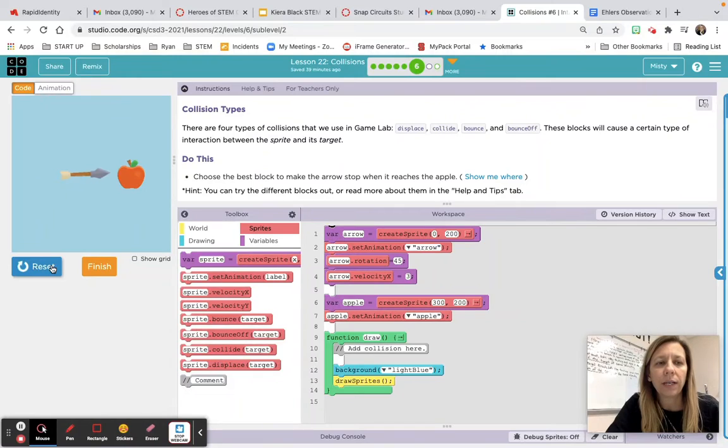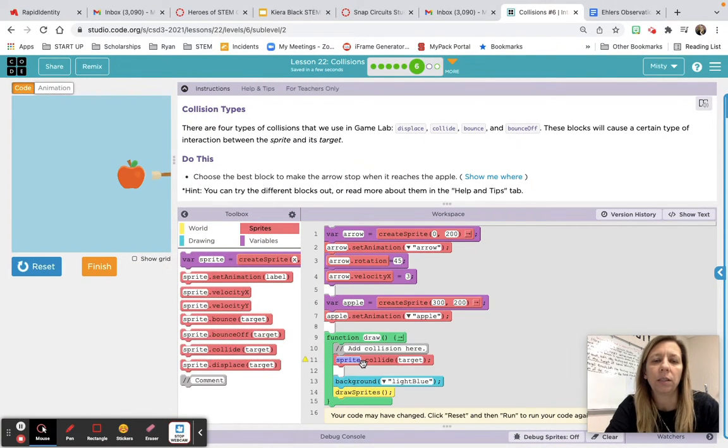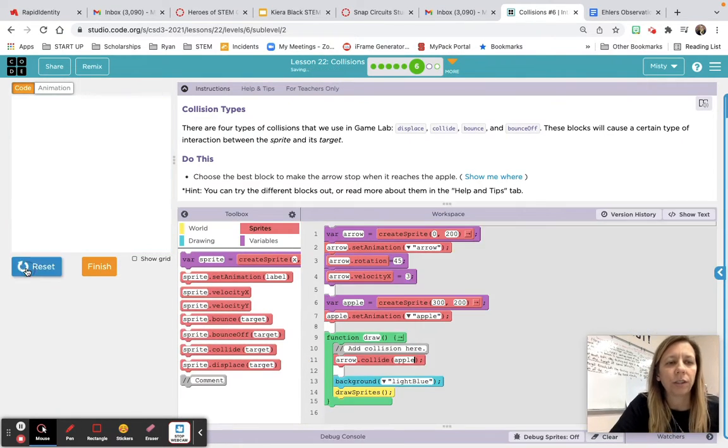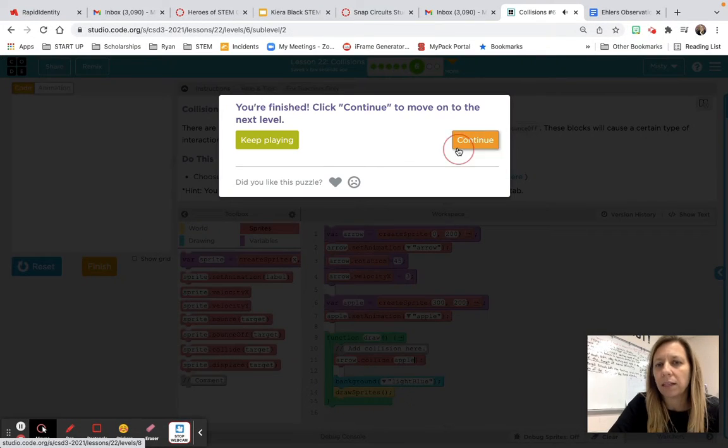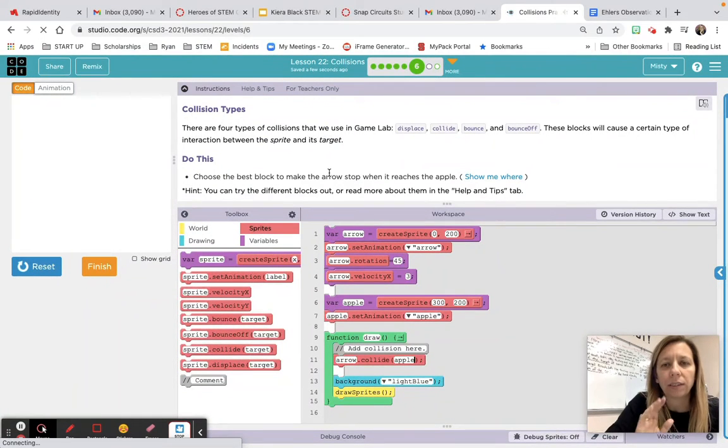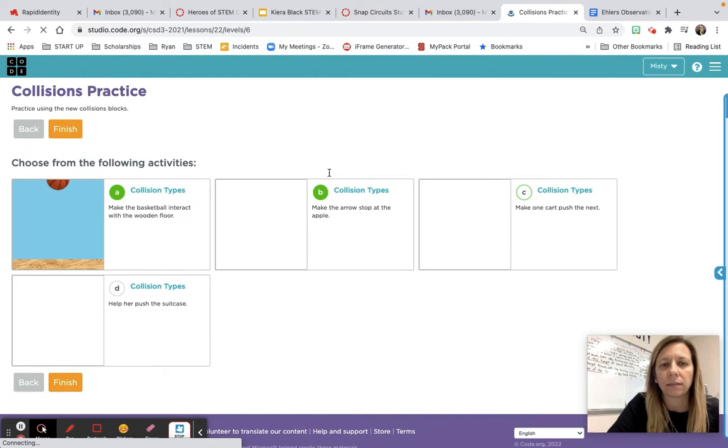All right, and in this one we have an arrow. We want it to stop when it reaches the apple. So I talked about that a minute ago. That is called the collide. So we want the arrow, when it collides with the apple, to stop moving. And there you go. It indeed did. That is the collide block. It's not bouncing off. It's just stopping. It's being blocked.